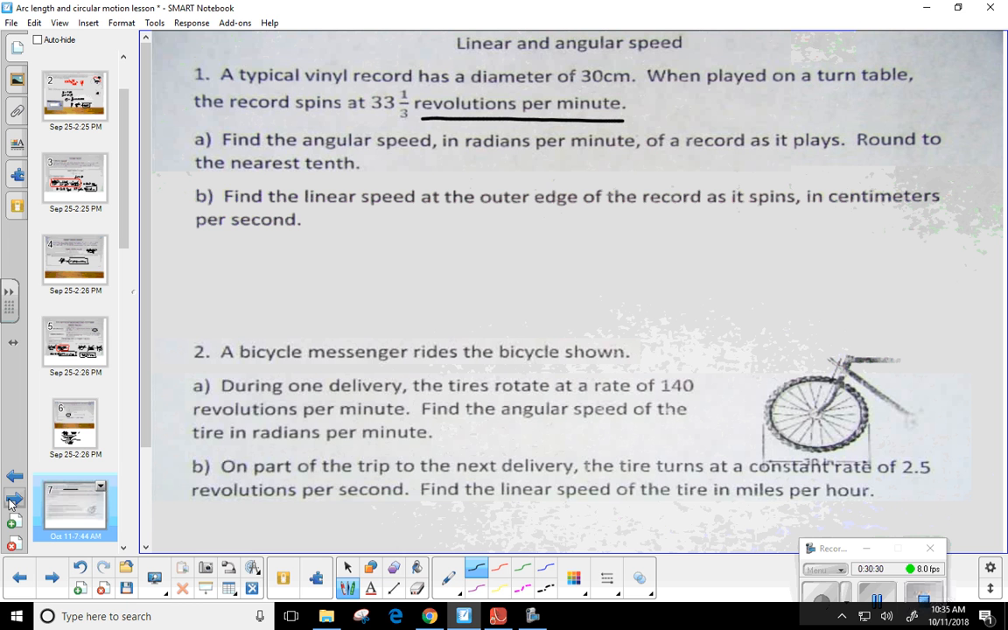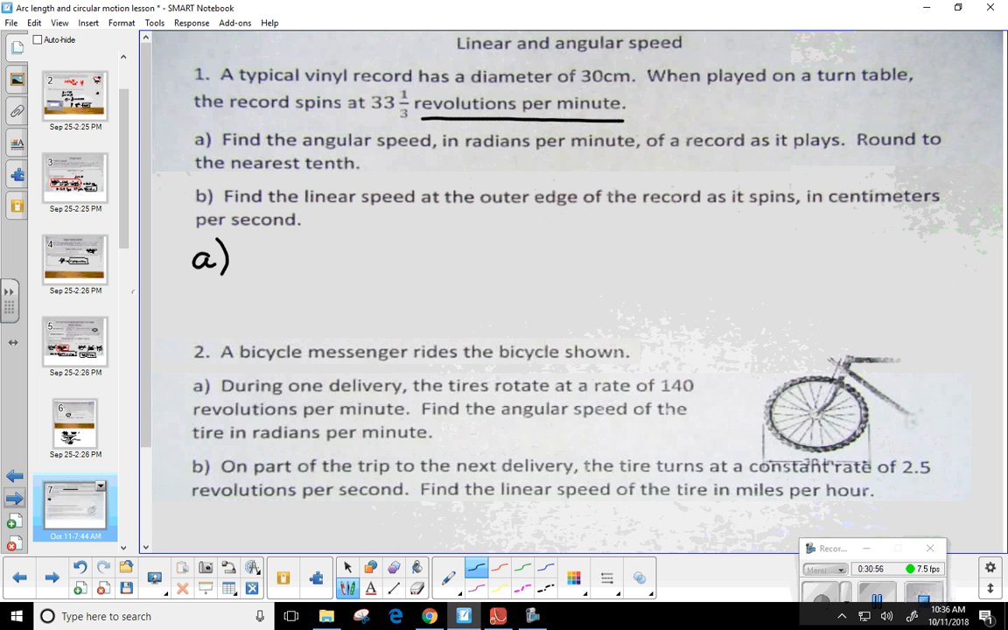Okay, so let's take a look at number 1 here. It says a typical vinyl record has a diameter of 30 centimeters. When played on a turntable, the record spins at 33 1/3 revolutions per minute. Okay, here you have a circular object, and you're given the revolutions per minute. That's where we're always going to start. So in A, find the angular speed in radians per minute of a record as it plays. Okay, round to the nearest tenth.